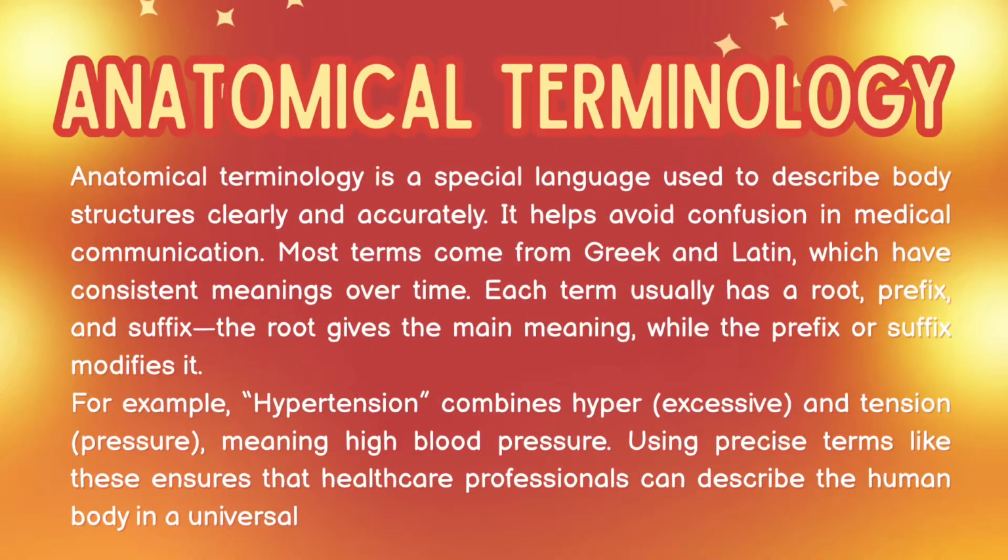In this video, we'll learn about anatomical terminology, the special language used in anatomy to describe the human body accurately. Anatomical terminology is basically a special language that we use to describe parts of the human body clearly and precisely. In healthcare, using the right terms is really important because it helps avoid misunderstanding when explaining the location or condition of a body part. Most of these terms actually come from Greek and Latin. These languages have stayed the same over time, so the meanings don't change.